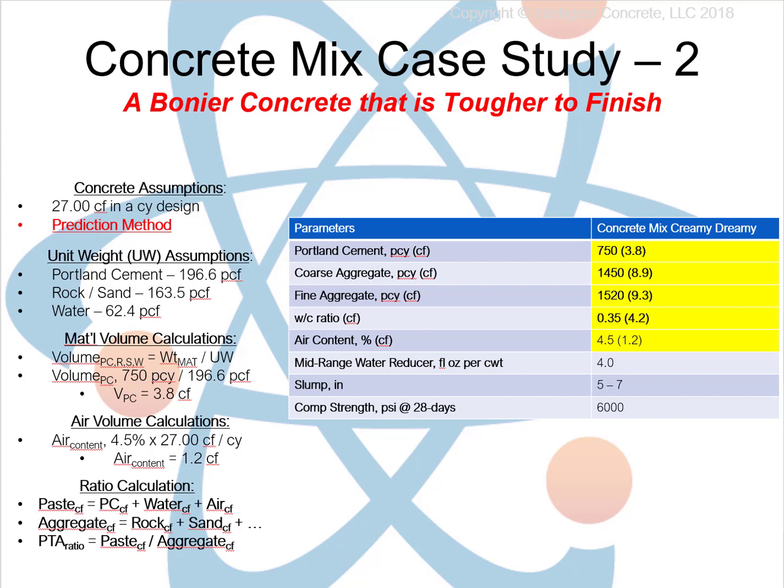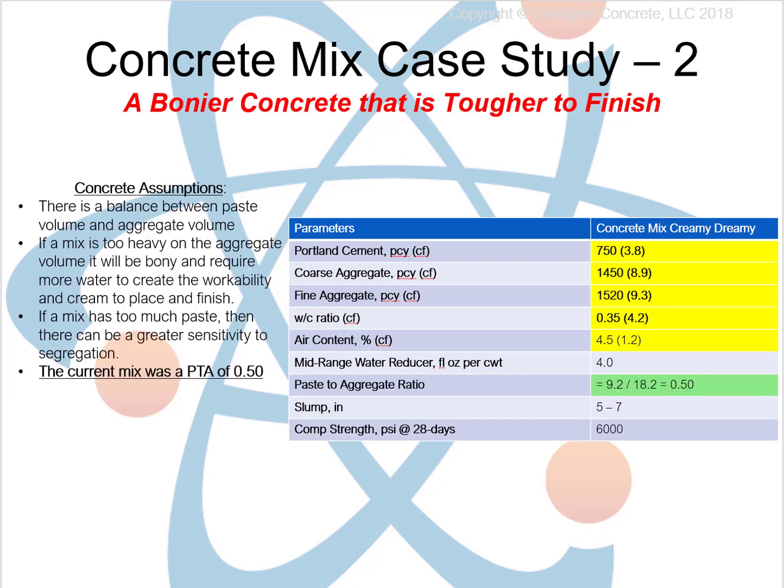But ultimately, when I get these values, I divide my paste volume by my aggregate volume. And when I do that, I get a value of 0.50. So my total for my paste volume was 9.2 cubic feet. My total for my aggregate volume was 18.2 cubic feet for a total volume of 27.4. And that paste to aggregate ratio, that PTA, is 0.50.